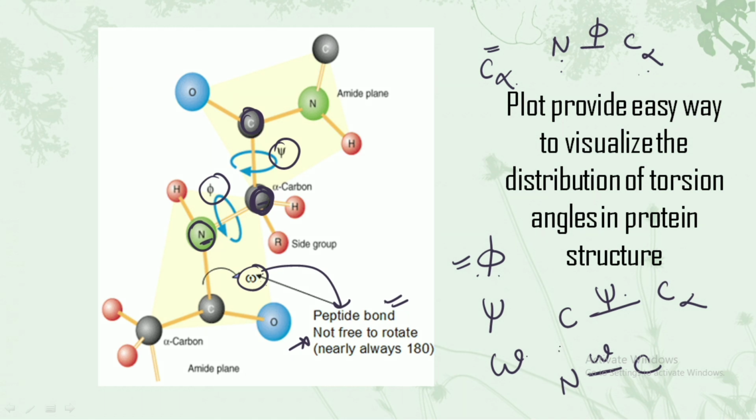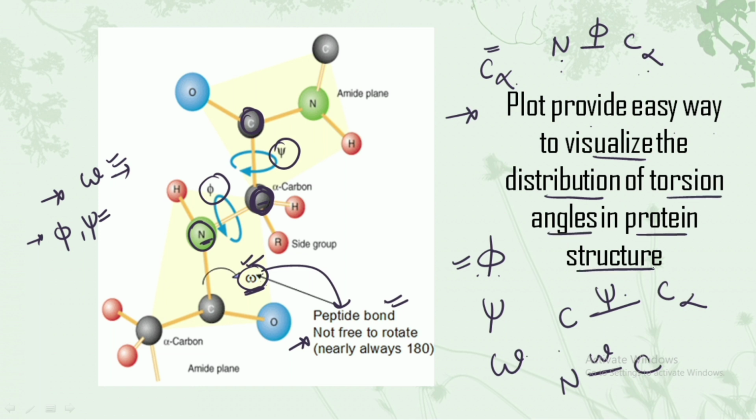Only the phi and the psi could rotate around each other. So you have to remember that the omega angle is fixed in nature, and the phi and the psi angles could be changed depending upon the positions of the bond that we are studying. So the Ramachandran plot provides a very easy way to visualize the distribution of the torsion angle in the protein structure.